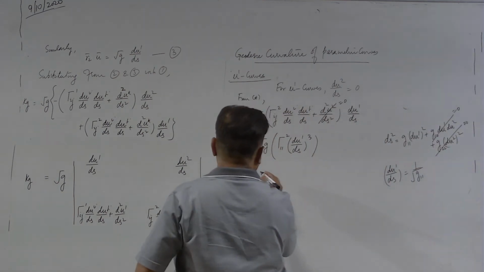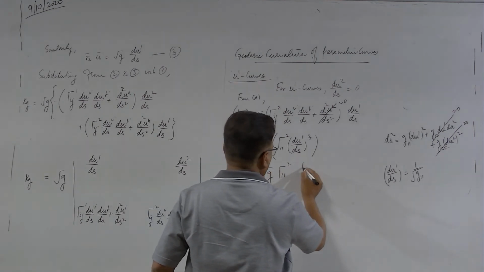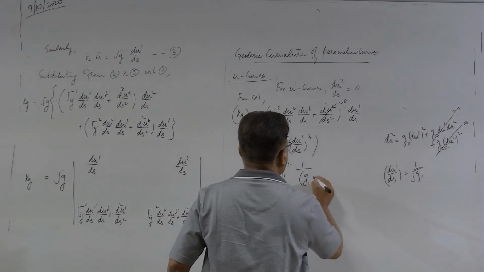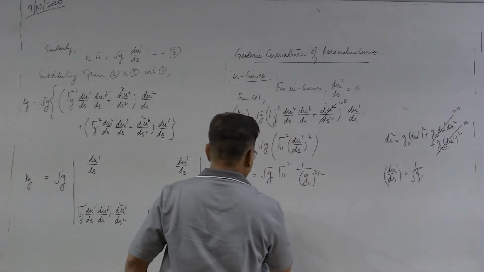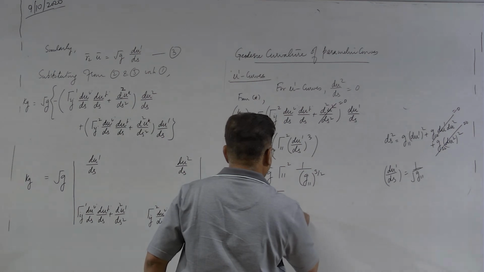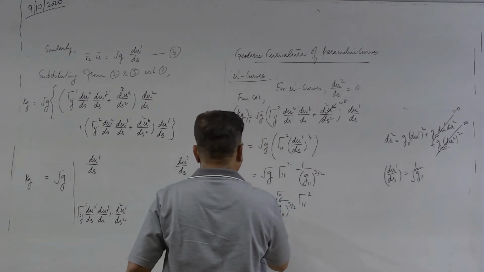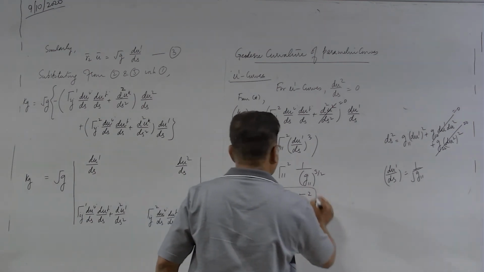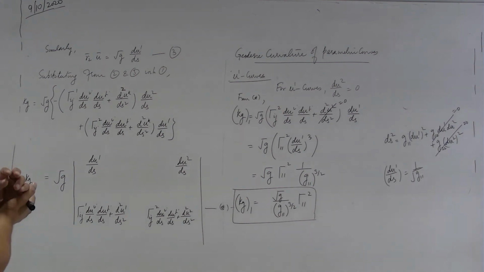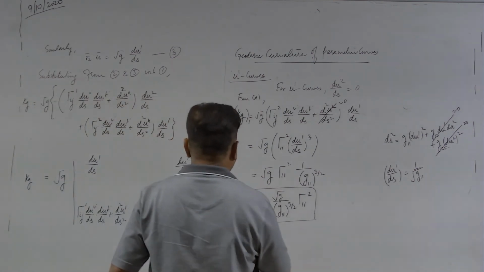Substitute this value over here, you will be getting under root g times 211 into 1 upon g11 whole to the power 3 by 2. So, you get under root g upon g11 whole to the power 3 by 2 multiplied by 211. This is the geodesic curvature of u1 curve. And similarly, you can work out geodesic curvature of u2 curves.